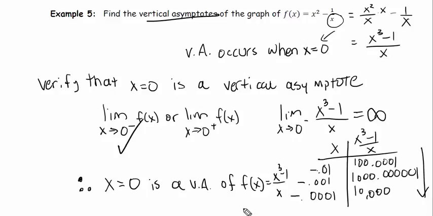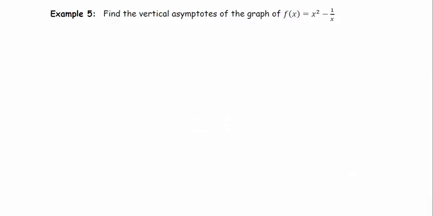Alright, so very good. That is the end of this page here. So let's go to the next page. So we'll talk about, instead of vertical asymptotes, now horizontal asymptotes.